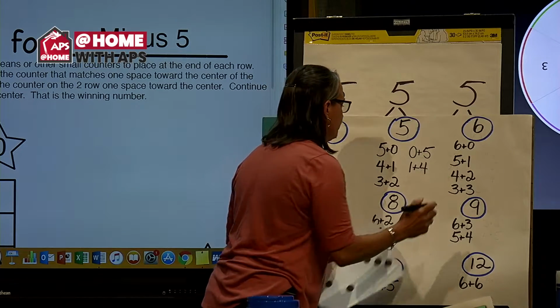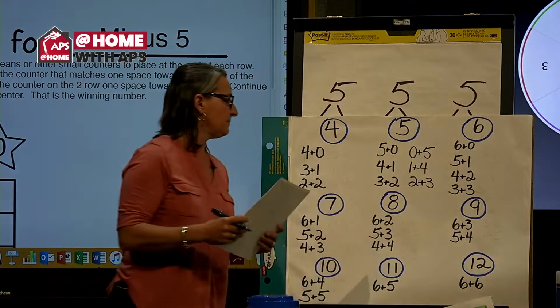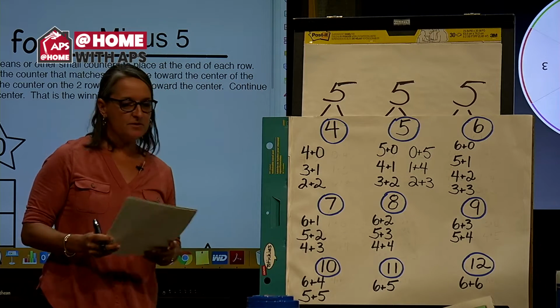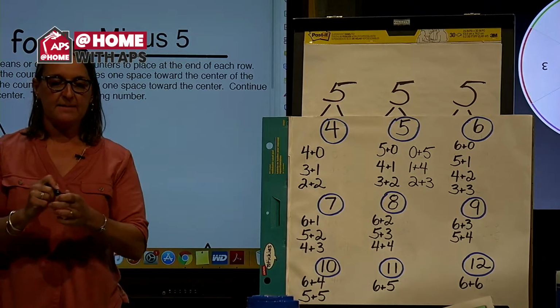And we could do the same thing with 3 and 2. We could flip it around and make it 2 and 3. And we could turn around every one of these equations and they would work the same way, except for one type. Can you tell?